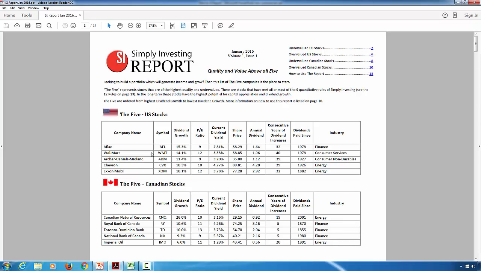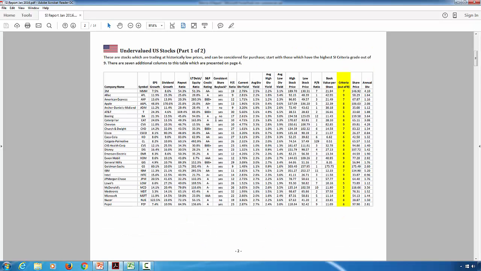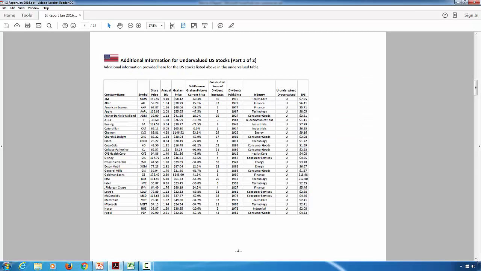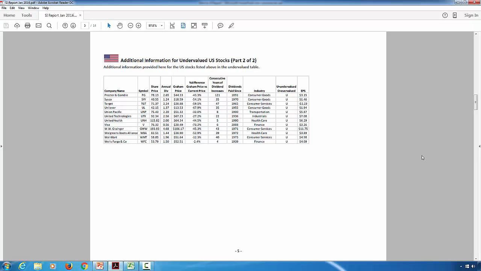But once you've built a substantial portfolio, and you've got all of these companies here, then the undervalued table is where you want to go to next. Now in PDF format, we're limited to the page size here. There are 7 other columns of information that we want to put into the table, so that's going to be available here. So additional information on the same undervalued stocks that you saw previously. We've given you the EPS, industry, dividends paid since, consecutive years of dividend increases, and a whole lot of other information here as well. So the additional information carries over to this page.